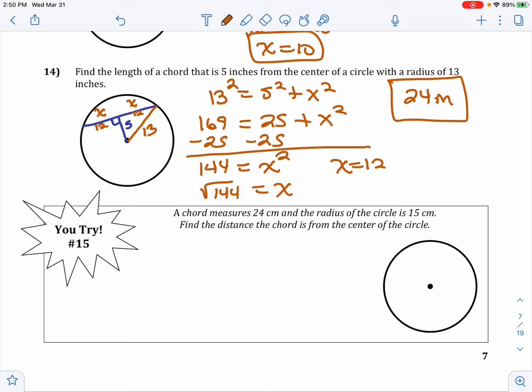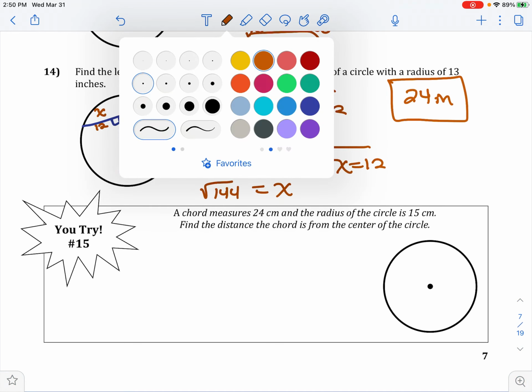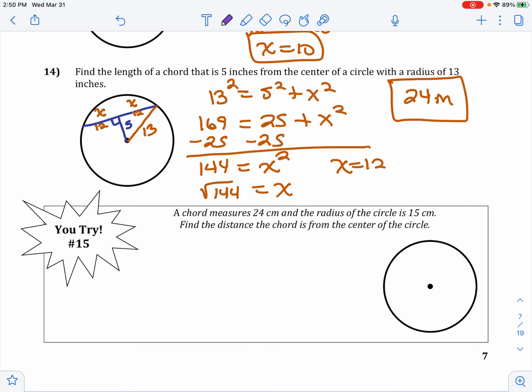All right, hopefully you got a chance to draw the picture. Let's go ahead and do that together now. We're going to draw a chord. I usually draw it in the same place. It's 24, but I'm not going to put in 24. I'm going to wait till I draw in the distance, and then I can make it 12 and 12. They also tell us that the radius of the circle is 15. And what they want us to find is the distance from the chord to the center of the circle. So I'm going to put my x here.